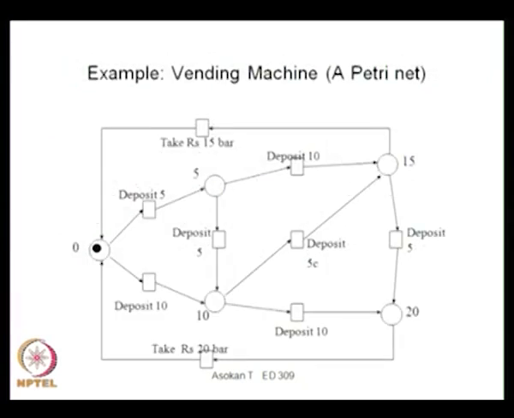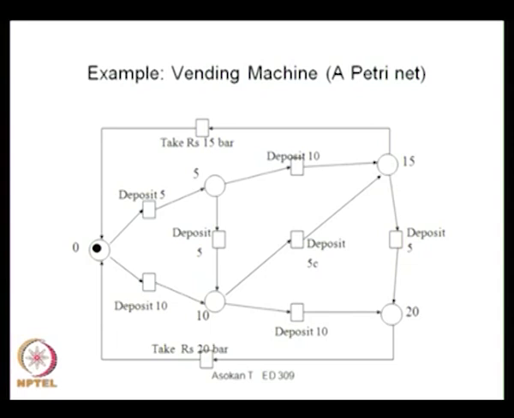Here you can see that this is the vending machine Petri net. Here you can see the situations that you can deposit a 5 coin or a 10 coin. So these are the options, and there are different loops. You can go through this loop. So you can go through any one of these loops, that you can go to the deposit 5, deposit 10 and deposit 5 loop, or you can go to the bottom one, deposit 10 and go to the 20 loop. So that way we can have different options.